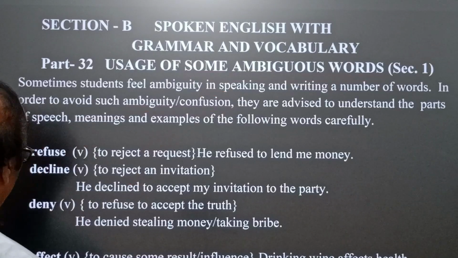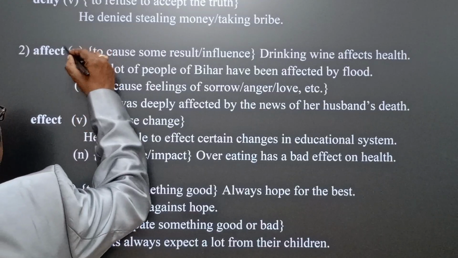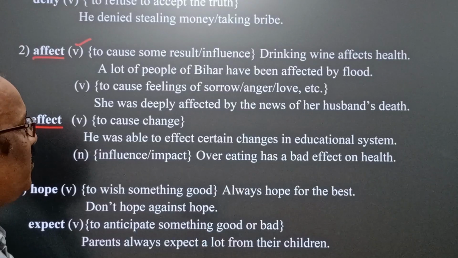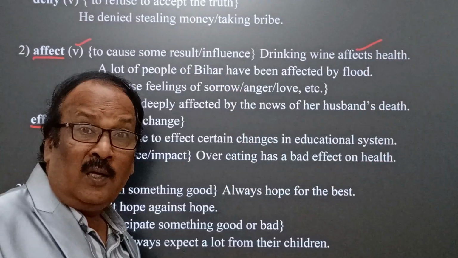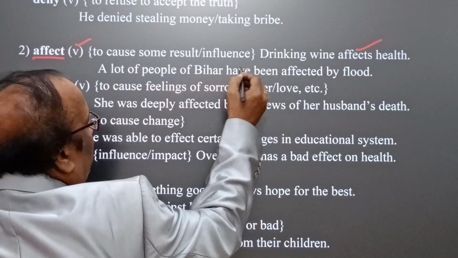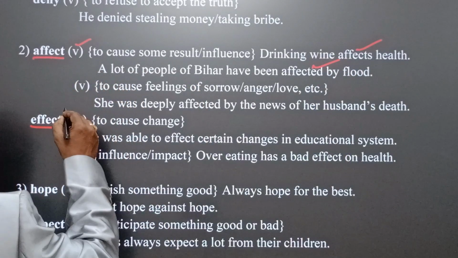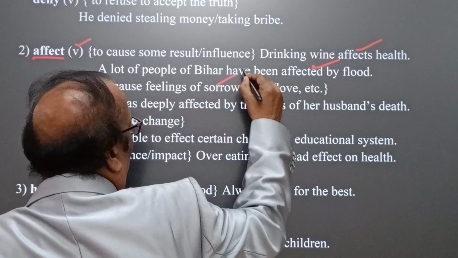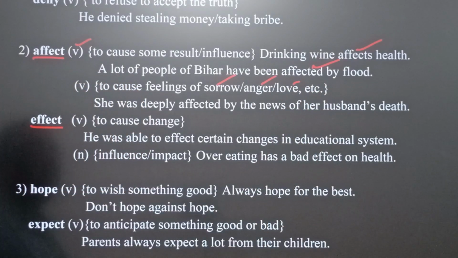Okay, now come to the next idea: affect and effect. See here, affect is a verb, to cause some result or influence. You see, drinking wine naturally affects health. Smoking affects our lungs. A lot of people of Bihar have been affected by flood. Now next, another meaning: to cause feelings of sorrow or anger or love, etc. This is another meaning of affected.